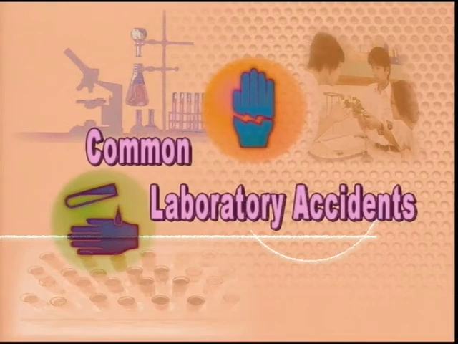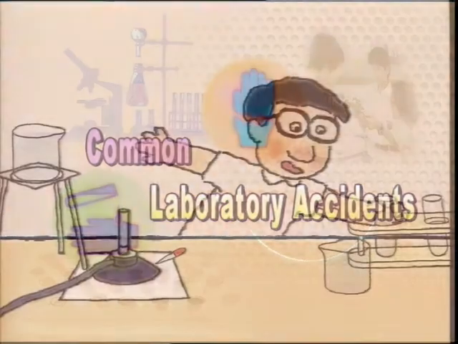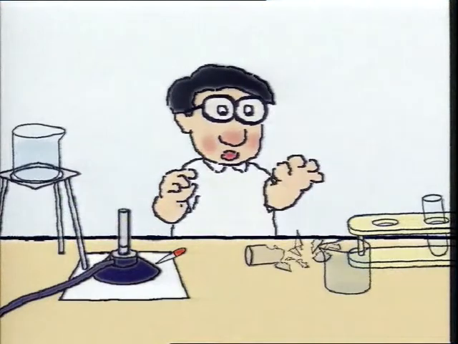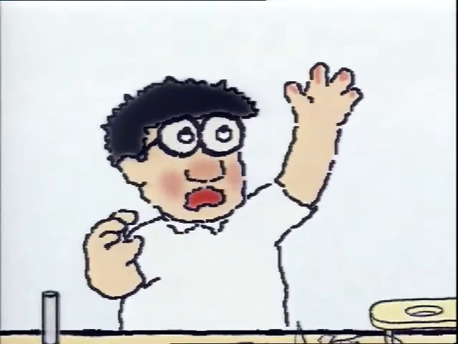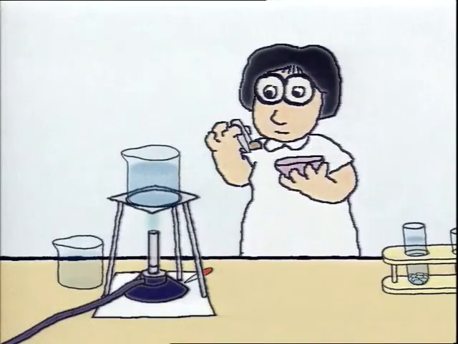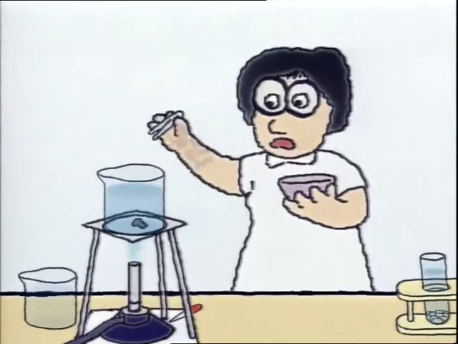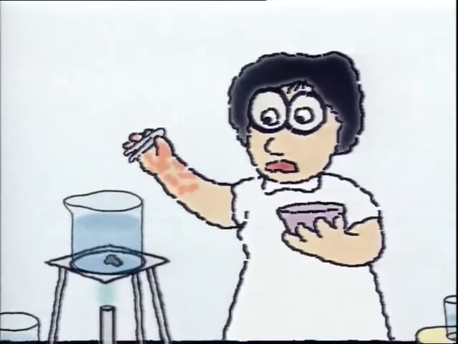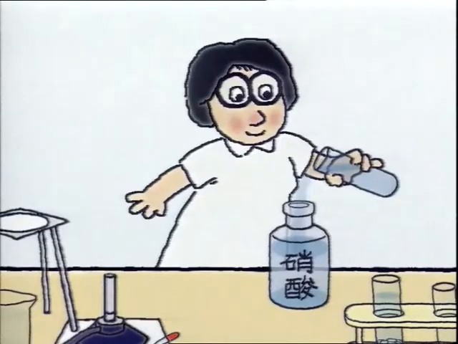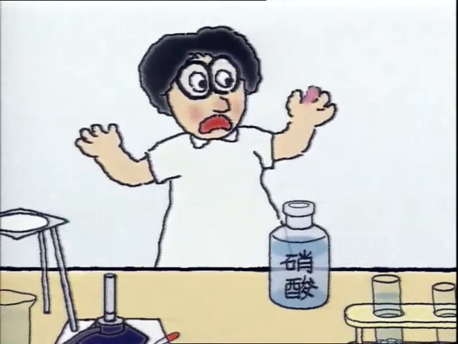Let's see what are the common accidents in the laboratory. The student is cut by glass or other sharp instruments. The student is burnt by a Bunsen flame or hot liquids. The student is burnt by corrosive chemicals.